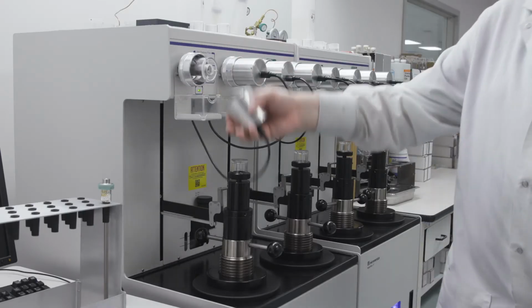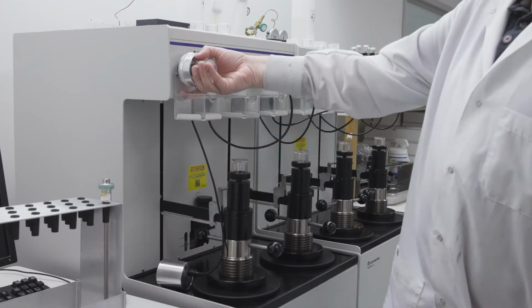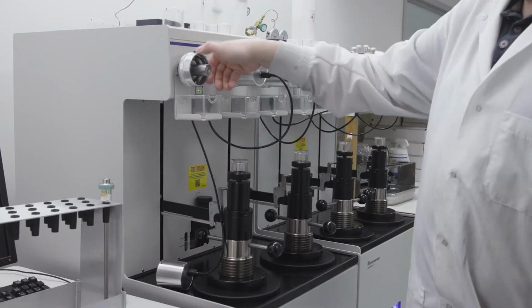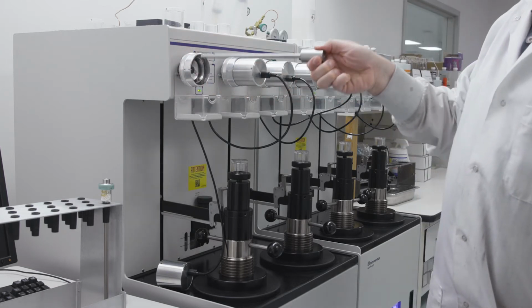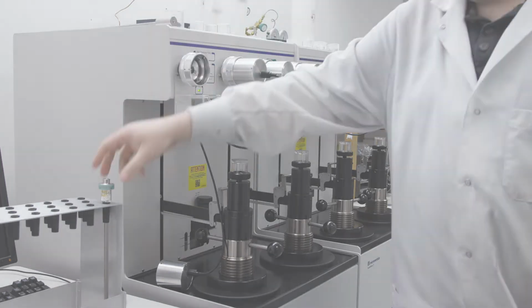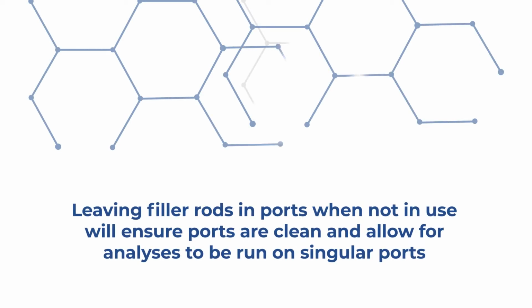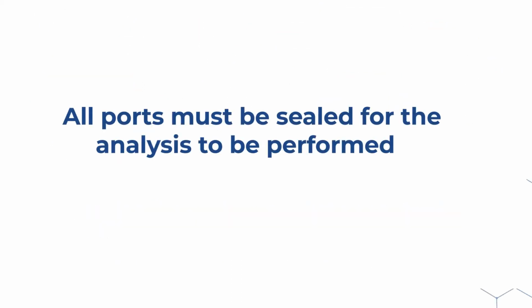Initially, Chris removes the low pressure capacitance detector assembly along with a transparent retainer from the low pressure port to be used for this analysis. We keep the filler rods in the ports whenever not being used. This will keep the ports cleaner while idle and are needed during analysis in case we're not using all the low pressure ports. All ports must be sealed for the analysis to be performed.